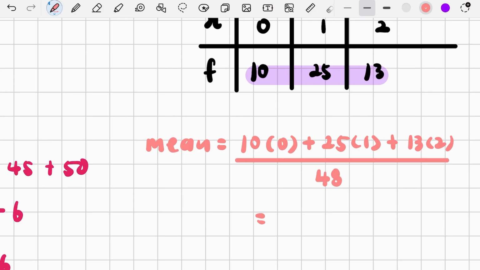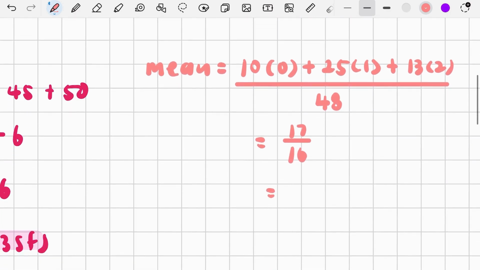Okay, so just now we had 51. 51 divided by 48. So you can write it as 17 over 16 if you did it separately, right? If you want, I can put it as 1.0625. This is what my calculator showed me. So this is actually exact, okay? Exact means you don't go and round to 3SF. Alright, so this is my mean.